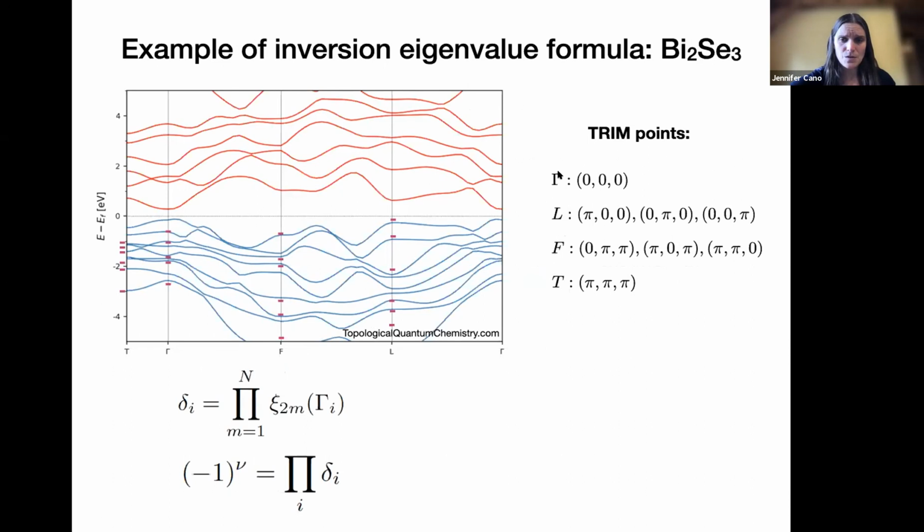They're called gamma, L, F, and T. For each one of these trim points, I drew a minus sign if it has a negative inversion eigenvalue, and if there's no sign, it means positive. For each trim point, we can compute the product of inversion eigenvalues. What we see is that there's only one point, gamma, which has a -1. So if we multiply these together, we get -1, and that tells us that bismuth selenide is a 3D TI.